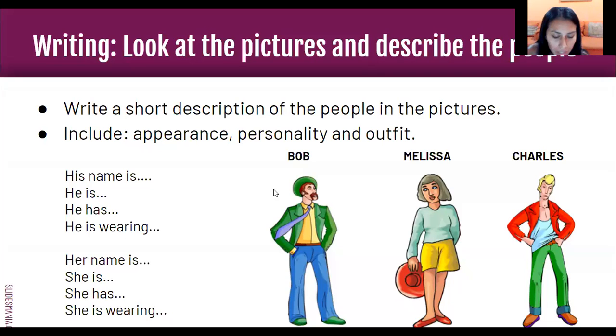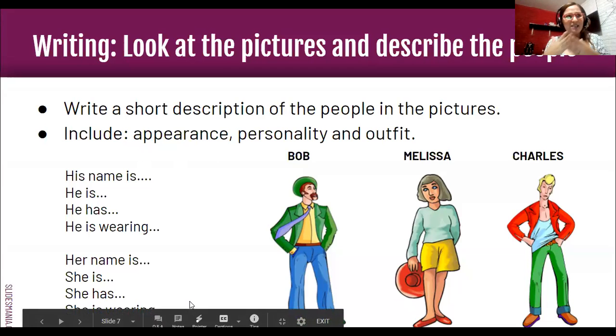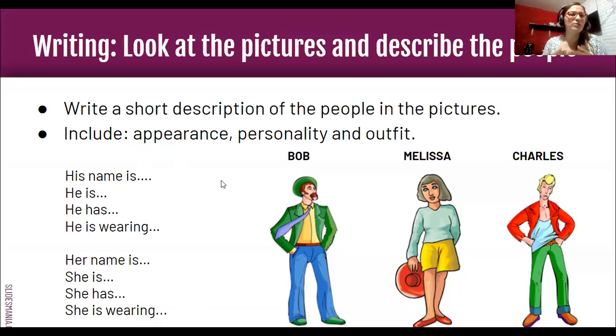His name is Charles. He is angry. He has blonde hair. He is wearing green pants, brown shoes, red jacket, and a light blue t-shirt. Excellent. Very good, Beatriz. Thank you. Okay, as you can see, a cada vez le vamos agregando más información sobre una persona.